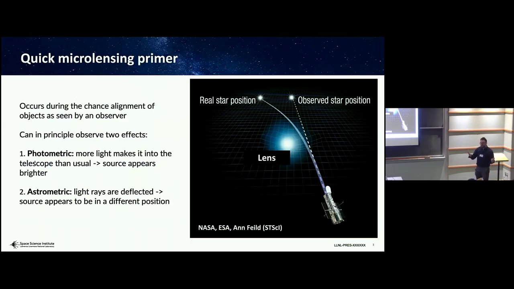When a lens gets between you and a distant background source, the gravitational field of the lens deflects the light from the background source. This can give rise to two effects. Light that would normally go elsewhere gets bent around and makes it into your telescope, so the background source appears to get brighter for a short period of time. Because the light ray is bent, the source also appears in a different position for a small amount of time. This is astrometric microlensing. When you've heard about microlensing, you've probably heard about the photometric side of it. Only recently has the astrometric side really come to light and done really good things.